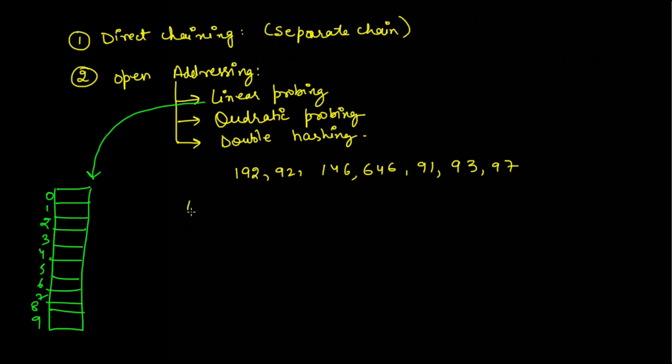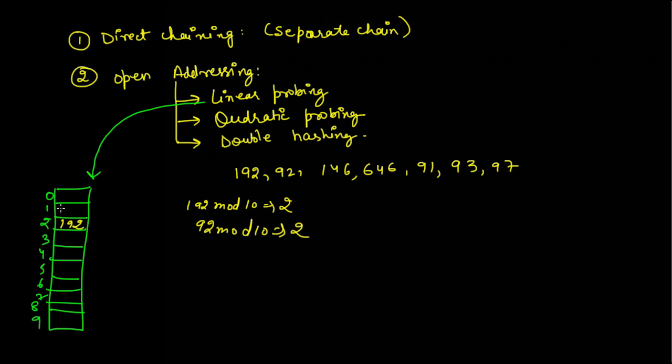If we do 192 mod 10, we get the value 2. Therefore this 192 will be stored at location 2. The next number is 92. If we do 92 mod 10, we get the number 2. But at index location 2, as you can see, there's already one piece of data, which is 192. But we want to store this 92, so where should I store it? Because it is important that we store this number, right?